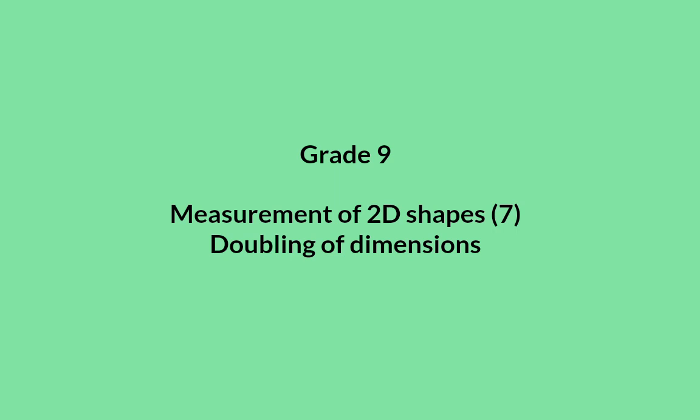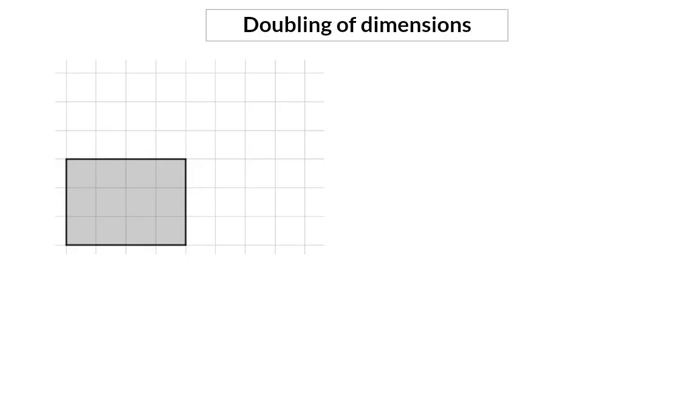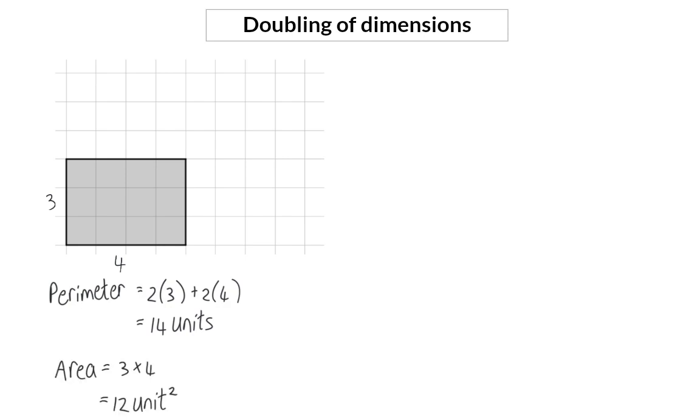In this video, we're going to have a look at what happens to the perimeter and area of two-dimensional shapes when we double the dimensions. Here we have a rectangle of which the length is 3 and the breadth 4 units. The perimeter of this rectangle is 14 units and its area is 12 units squared.